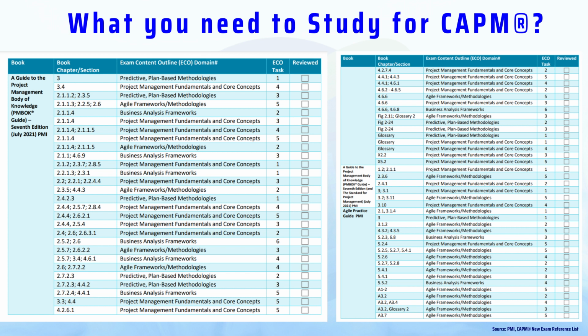Then in terms of the domains for the CAPM exam, I think we've covered this in quite a lot of detail in one of the previous sessions. So for 36% of the exam, you've got 5 tasks, and that's about the project management fundamentals and the core concepts. Then the predictive, or plan-based, methodologies make up 17% of the exam. There are 3 tasks associated with that.